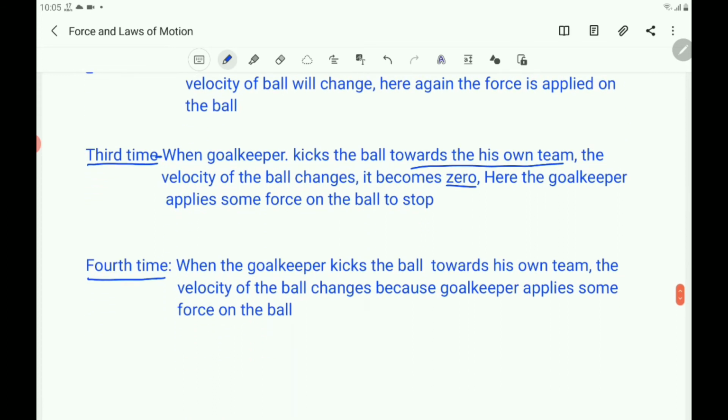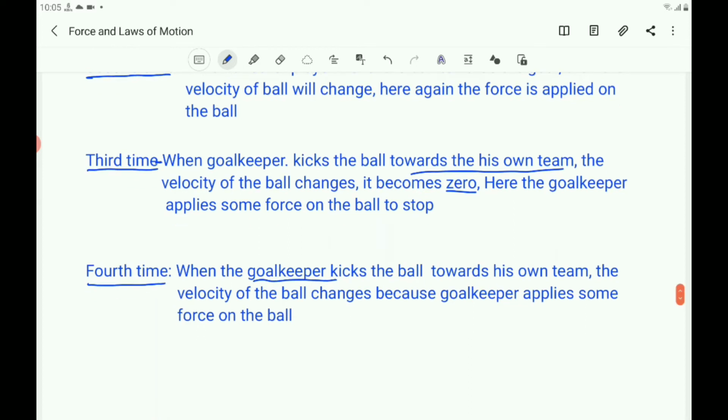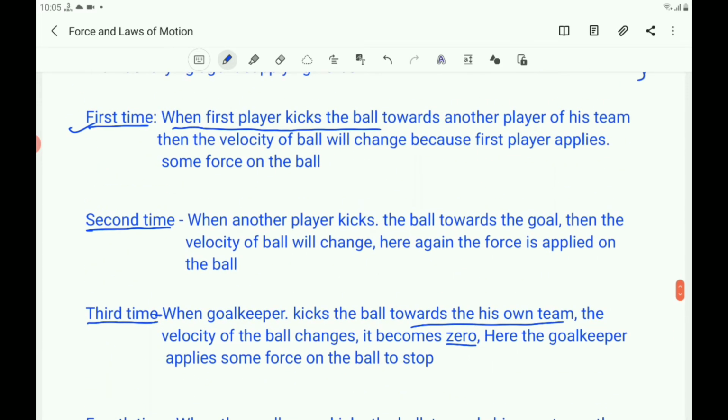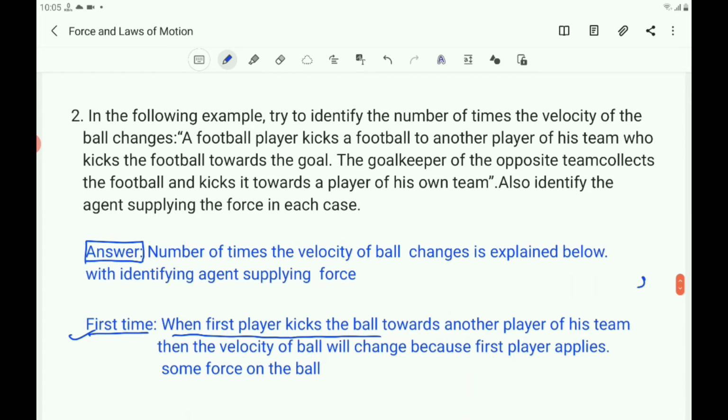Next, fourth time, when the goalkeeper kicks the ball towards his own team, the velocity of the ball changes because the goalkeeper applies some force on the ball. Here, 4 times the velocity of the ball changes. In each case, the force is applied by one of the players.